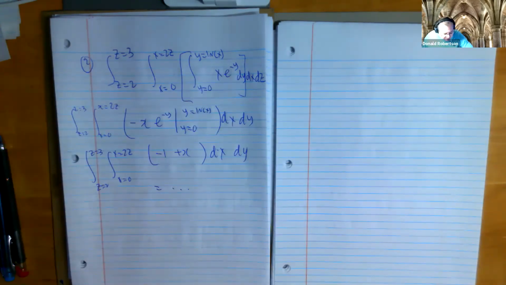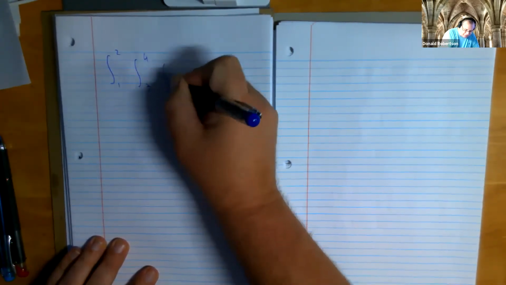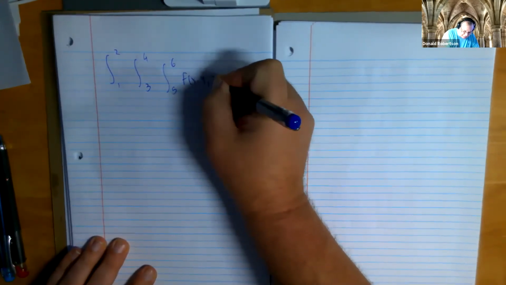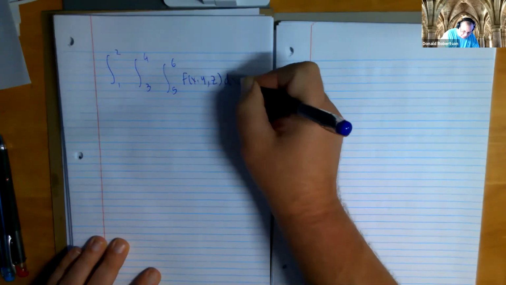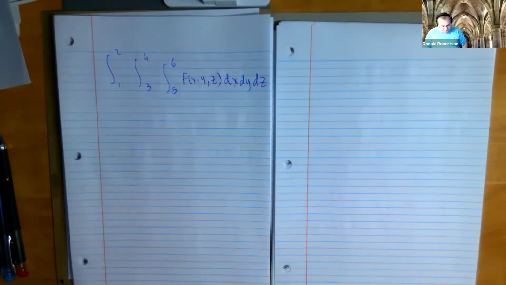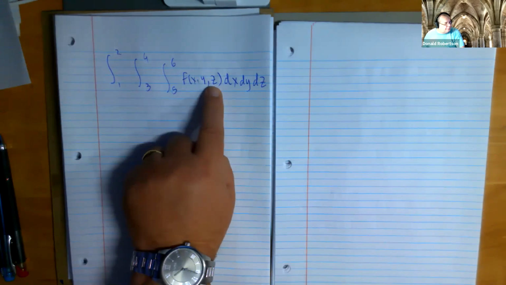Right, I want to do a side issue here before I do another one. Let's talk about what you can and can't do to make your life easier with triple integrals. So 1 to 2, 3 to 4, 5 to 6, some arbitrary function of x, y, z. Let's suppose it was dx, dy, dz. So that could be x cubed plus y squared plus z, right?